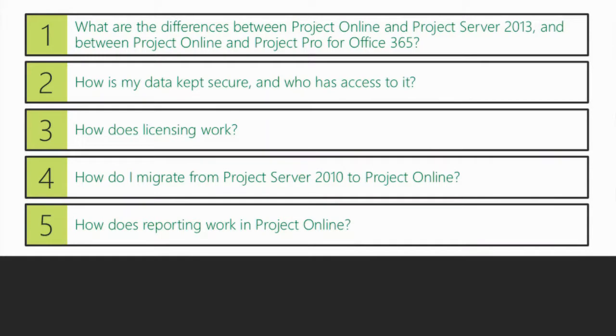Another item would be reporting. So when you have Project Server on premises, you have access to the reporting database. You can build reports and run all kinds of great SQL queries. Well, again, in Project Online, that data lives in Office 365, and you don't have direct access to the database.